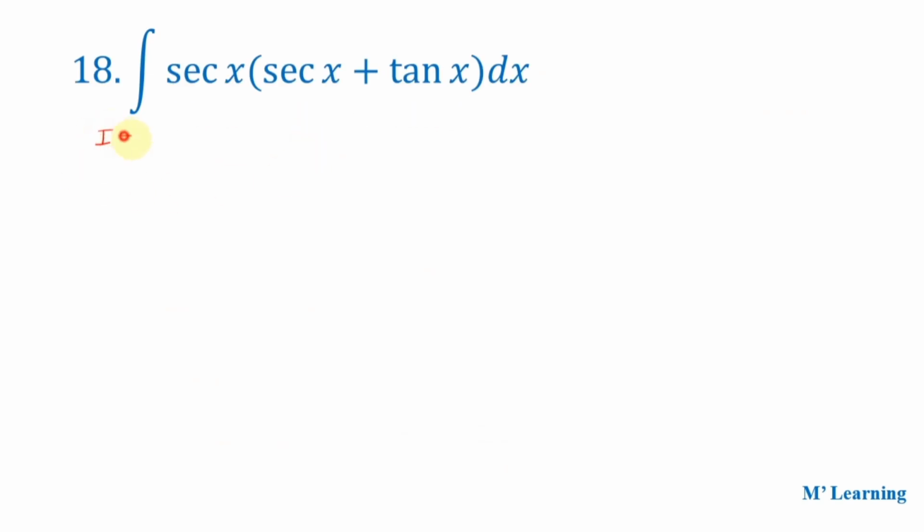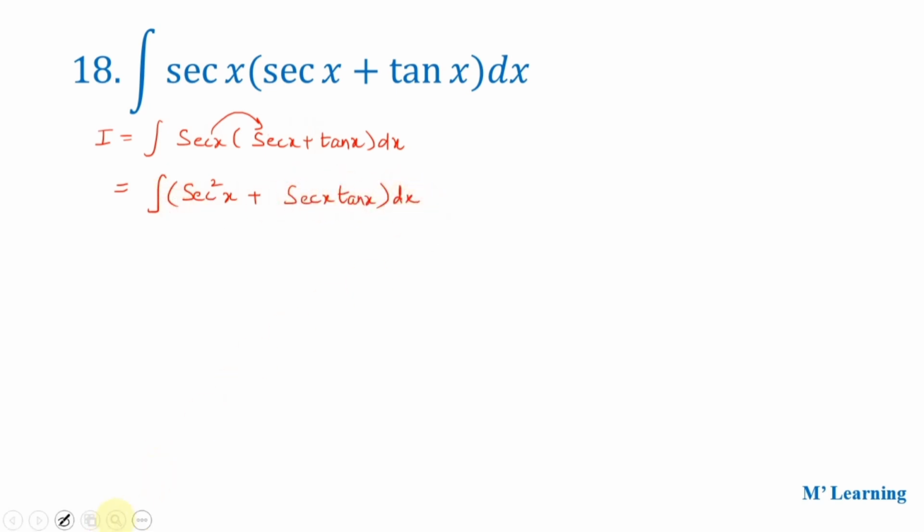So it is I equals integration sec x into sec x plus tan x dx. First of all, we'll multiply the sec x into both terms in the bracket. So sec x into sec x, first we'll multiply with this, so it becomes sec square x, then sec x into tan x, this becomes sec x tan x, whole dx.